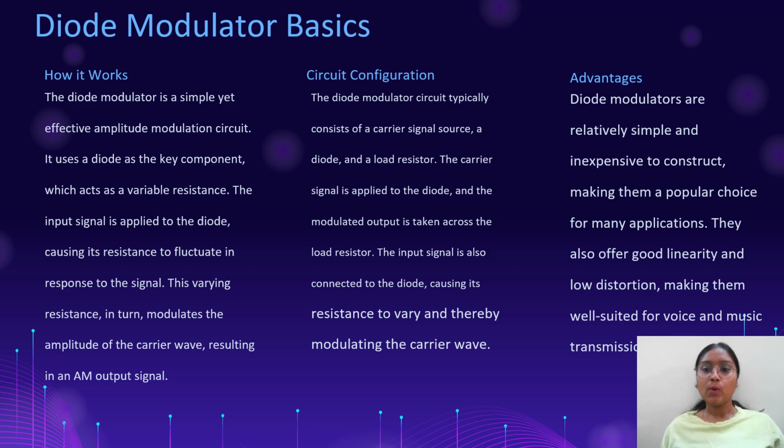Advantages. Diode modulators are relatively simple and inexpensive to construct, making them a popular choice for many applications. They also offer good linearity and low distortion, making them well suited for voice and music transmission.